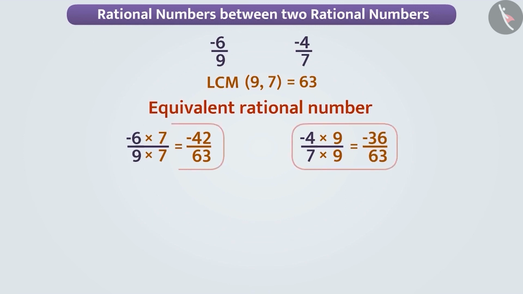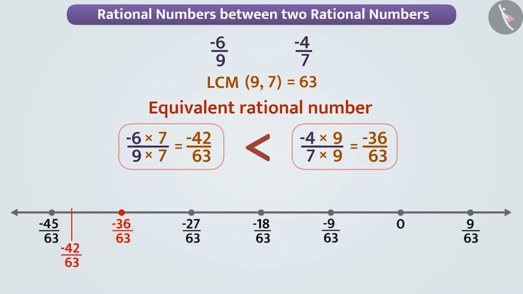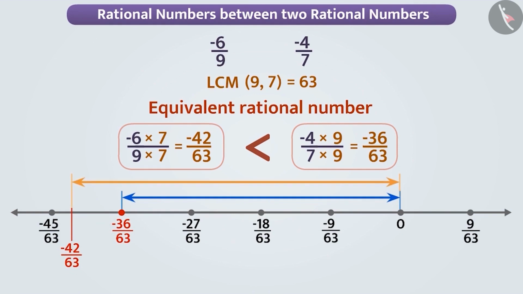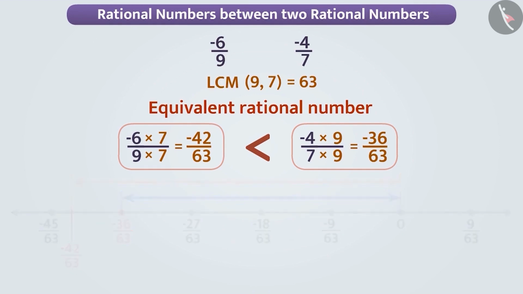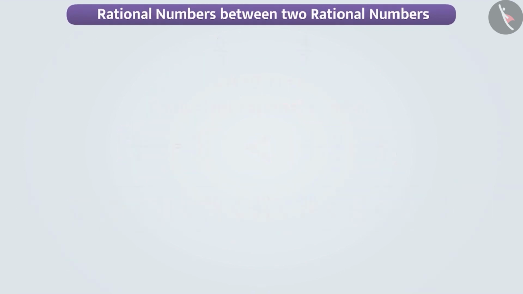Here -36/63 is greater than -42/63 because on the number line, -36/63 is to the right of -42/63. We can also say that -36/63 is closer to 0 than -42/63. In this way, we can now write rational numbers between these two rational numbers in this way.